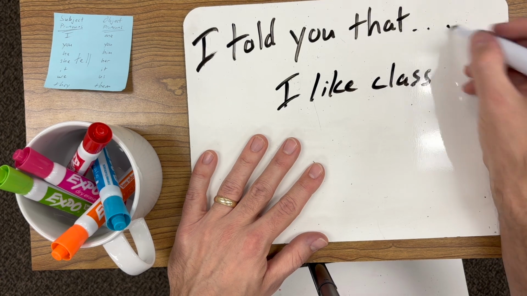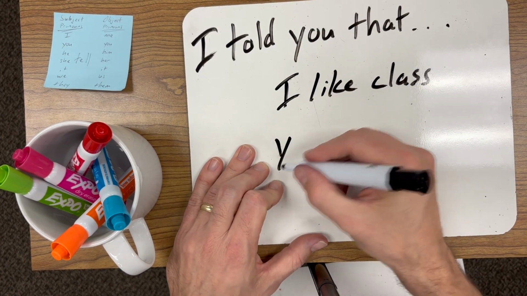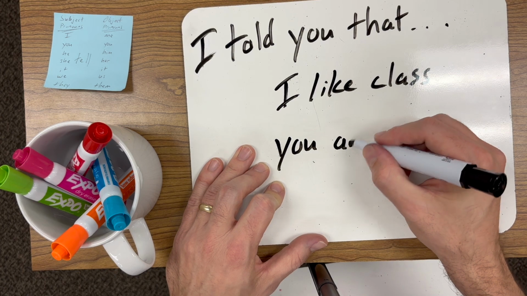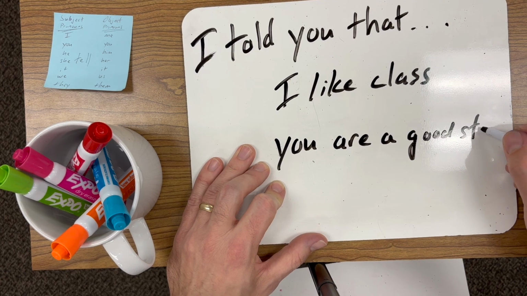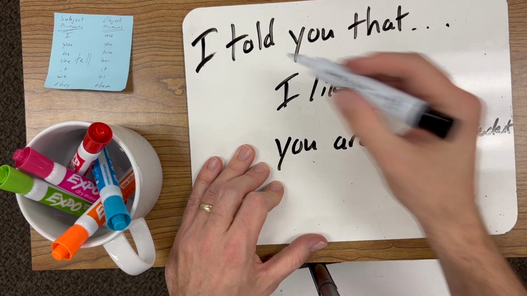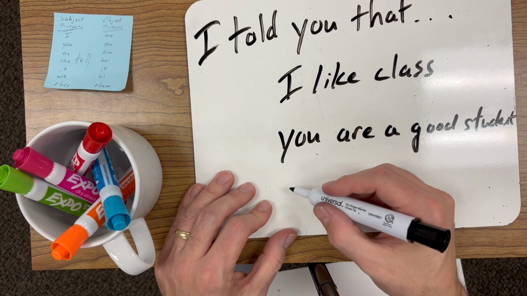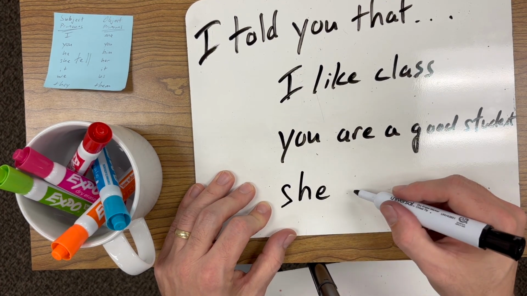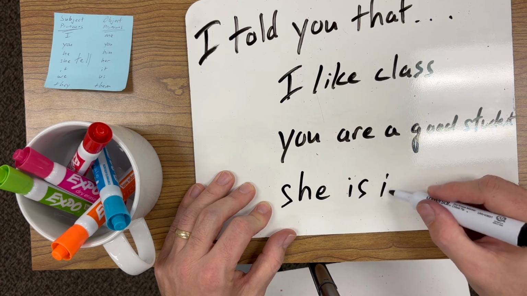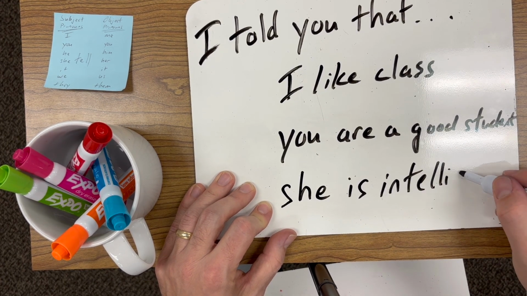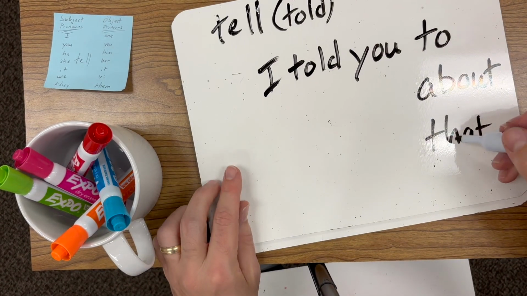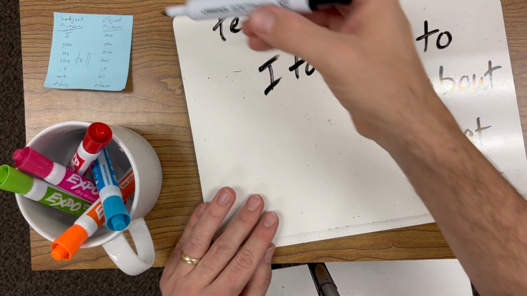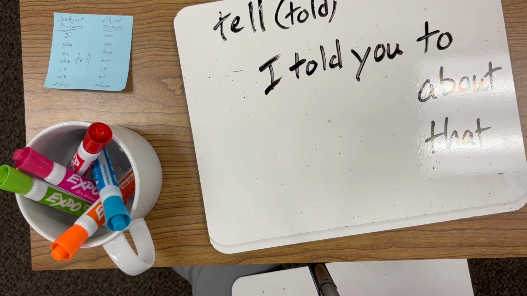I told you that I like class. I told you that you are a good student. I told you that she is intelligent. So if we say, I told you that, the third way, we need to have a whole sentence. We need to start with the subject. I told you that my friend, I told you that something, something, something, and that's how we continue. So there you go.